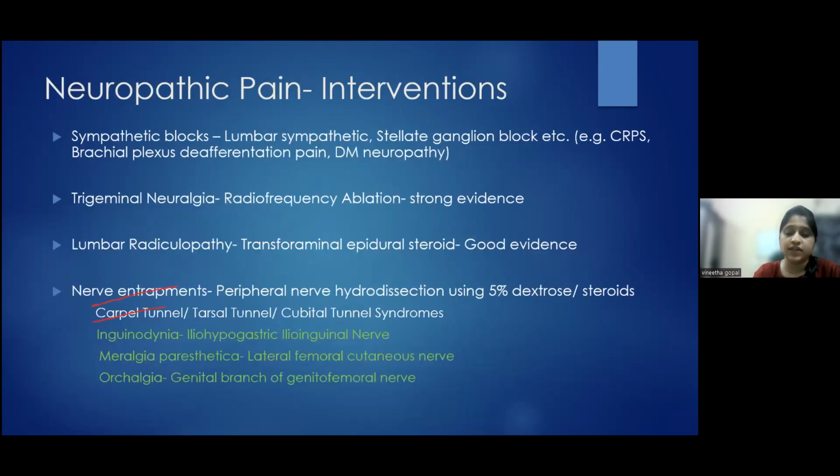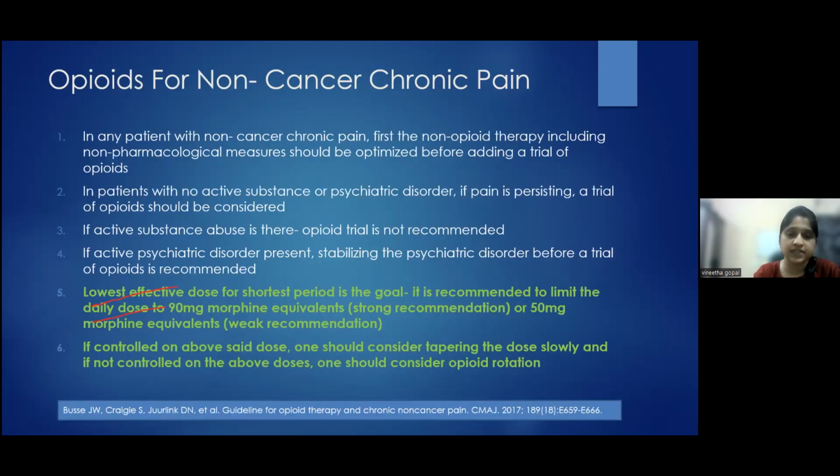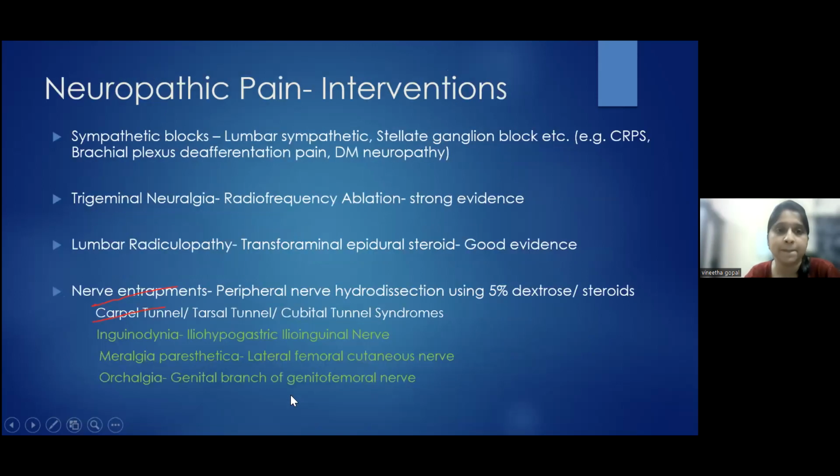But this is again a good literature which I have told. You can go back and read. Red line for opioid therapy in non-cancer patients.